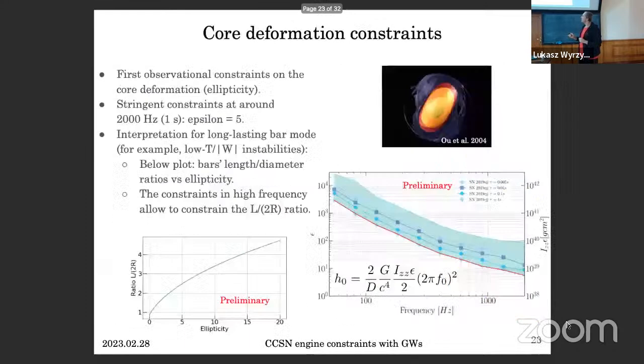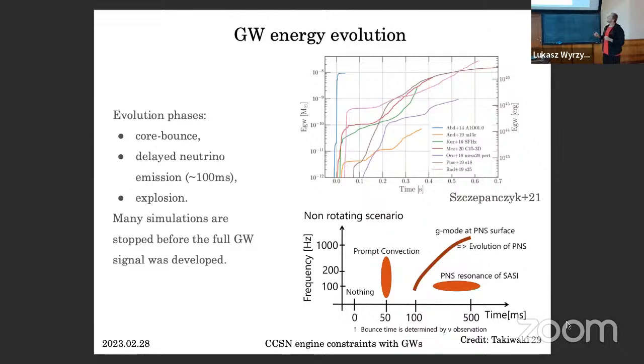I actually have backup slides that can help. Here I show how the gravitational wave emission changes with time. When you have a very strong initial energy and a very strong signal, then it's most likely due to very rapid core rotation and bounce.